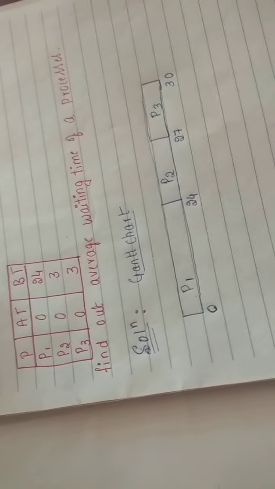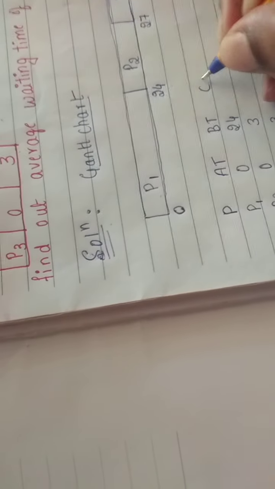Okay, looking at this, we need to find out the waiting time and the completion time. Okay, so you write the same data here again. Process P1, P2, P3. The arrival time is given as 0, 0, 0, and the burst time is 24, 3, 3. Okay, and I need to find out the completion time.